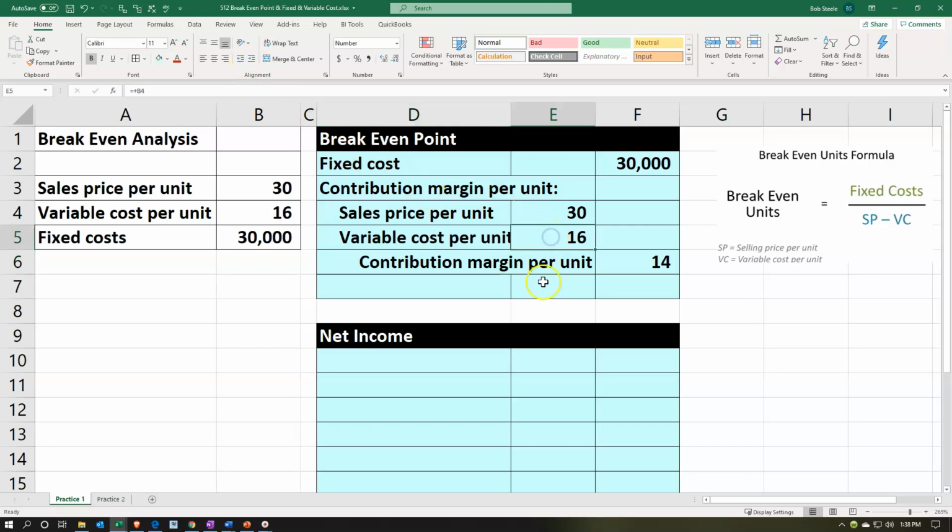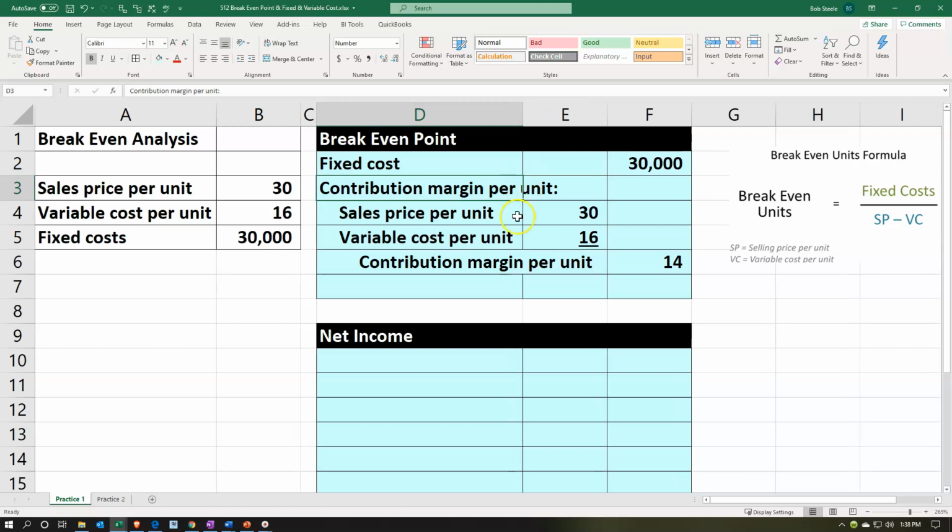Let's put an underline under the 16. Home tab, font group, underline. Let's make these cells a little bit larger so you can see them. So I'm going to put my cursor right in between D and E. Make that a little bit bigger so I can see the units there. Then I could put an underline on the 14. Home tab, font group, underline on the 14, to finally get to that break-even point in units, our bottom line number that we've been looking for.